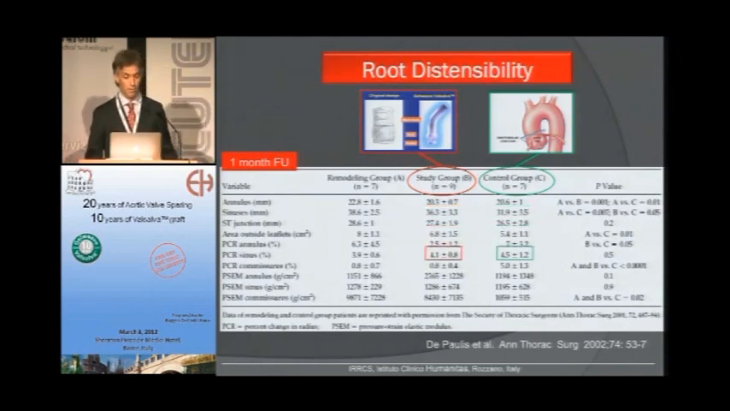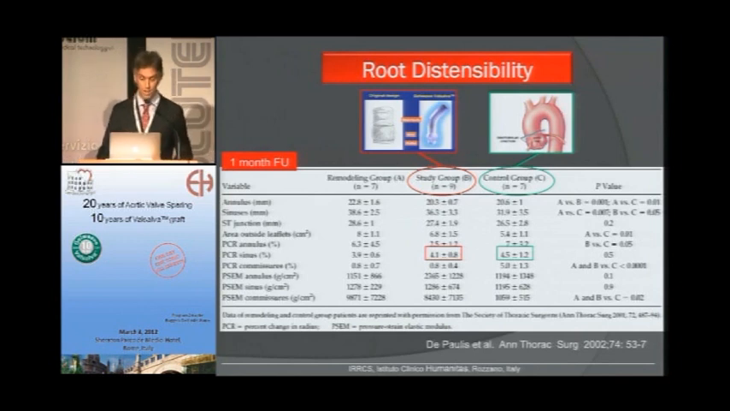But on the other hand, if we look at the root distensibility, which is expressed here as percent change in radius, we see that the compliance of the Valsalva graft, the pseudosinus, is very similar to the normal aortic root. So at least in the very short term, the compliance of the Valsalva graft looks like the compliance of the healthy individual's aortic root.